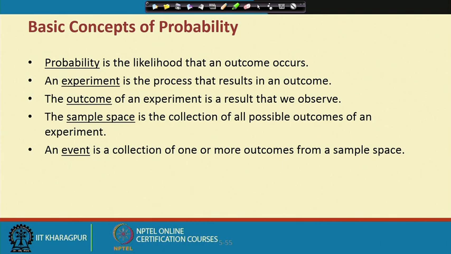Then there is a sample space, which is the collection of all possible outcomes of an experiment. For instance, if you toss a coin or roll a die, you will get some possible outcomes. Then an event is a collection of one or more outcomes from a sample space. So, it is the sample space in which all the events can be considered. Then as per the particular requirement you have to specify a particular case.